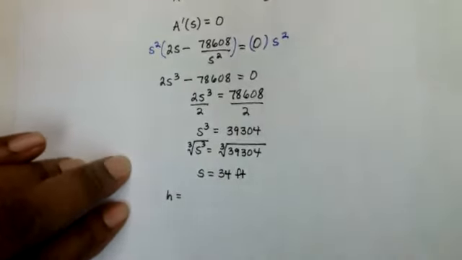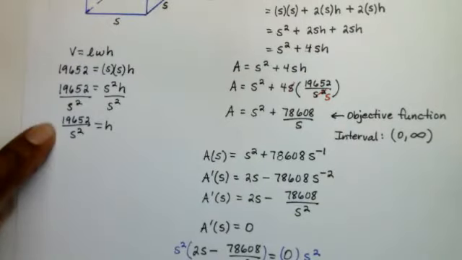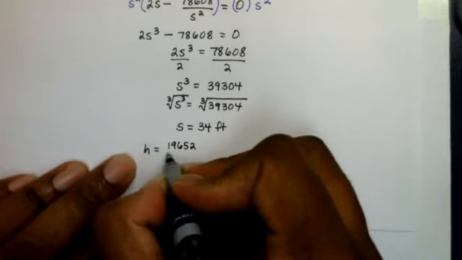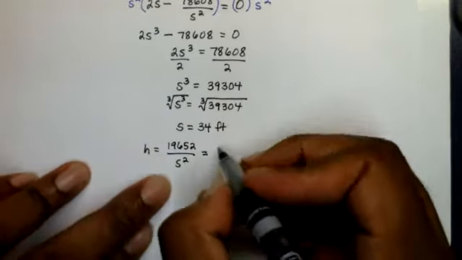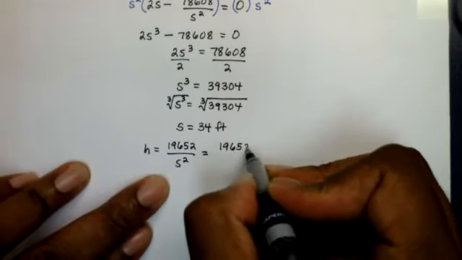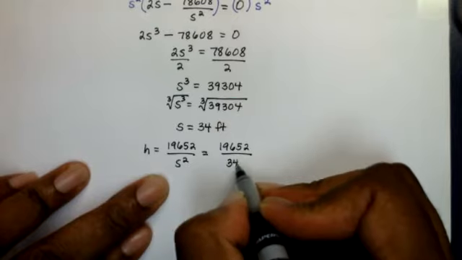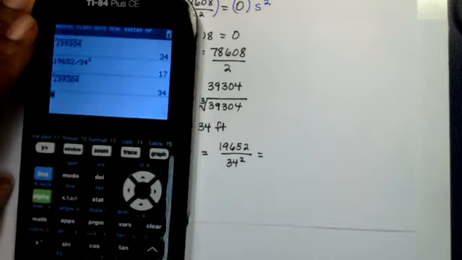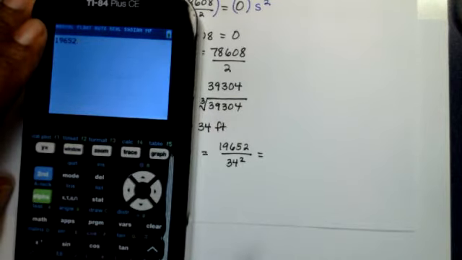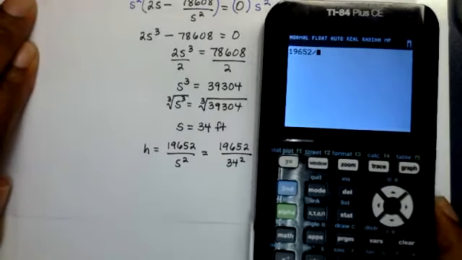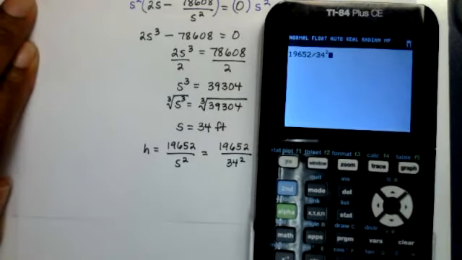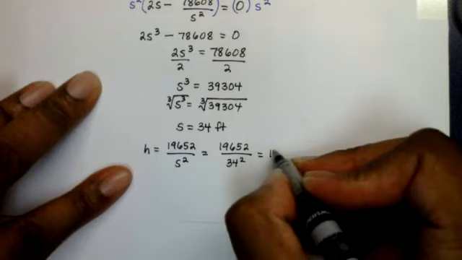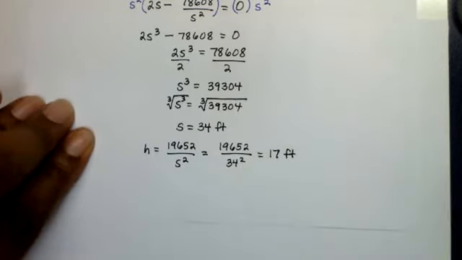Now to find the height, if I go back to this, that was 19,652 over S squared. So if I substitute that S with 34, and I have to square that, it'll be 19,652 divided by 34 squared, and we'll get 17. And this is going to be 17 feet.